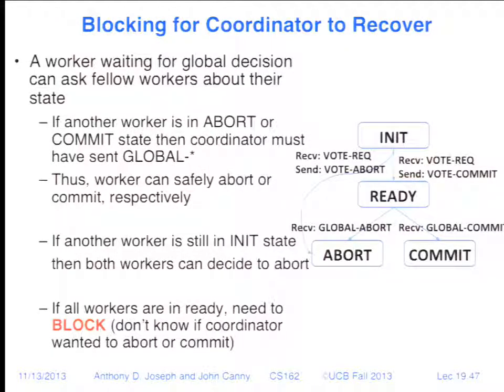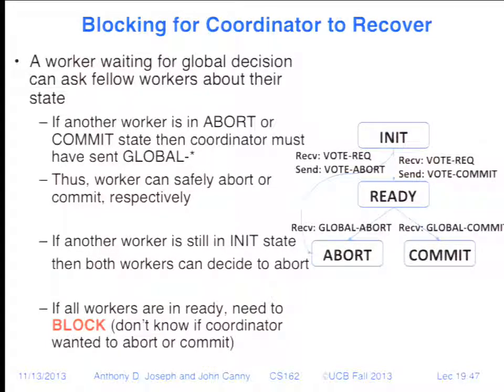All right, so we said that the workers should be waiting for the coordinator, and normally they would block. On the other hand, they can try to proceed by querying each other. So one worker can query another worker and discover if it's in an abort or a commit state, then the coordinator must have sent that particular message. Therefore, the worker can follow that message. In other words, you can get the message indirectly by querying other peers.